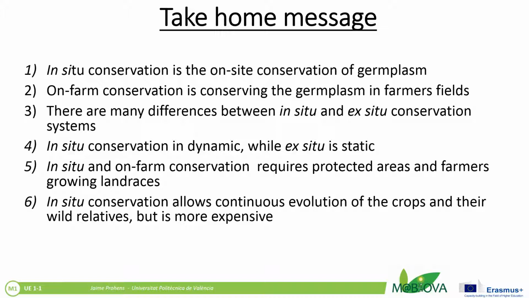Fifth, in situ and on-farm conservation requires protected areas and farmers growing land races. And sixth, in situ conservation allows continuous evolution of the crops and their wild relatives, but is more expensive.